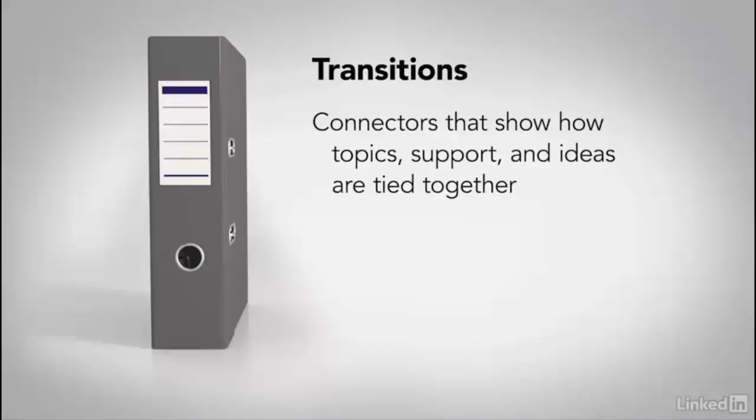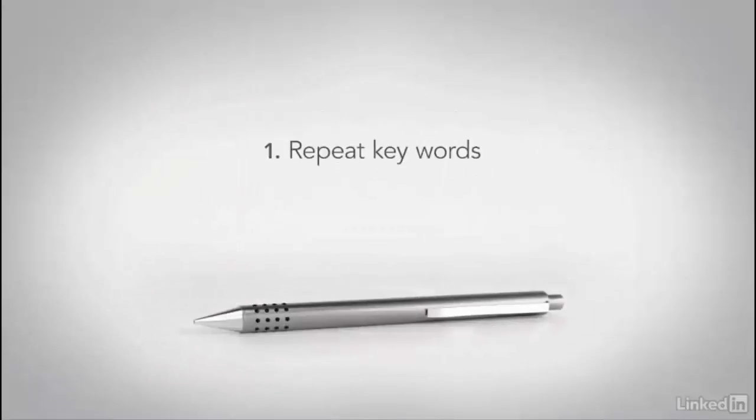Readers need connectors, that glue, to show how the various topics, support, and ideas are tied together in a logical pattern. Four transitional methods are possible. The first is to repeat the key word or words. When the reader repeatedly sees a word or idea, he is guided smoothly from point to point.